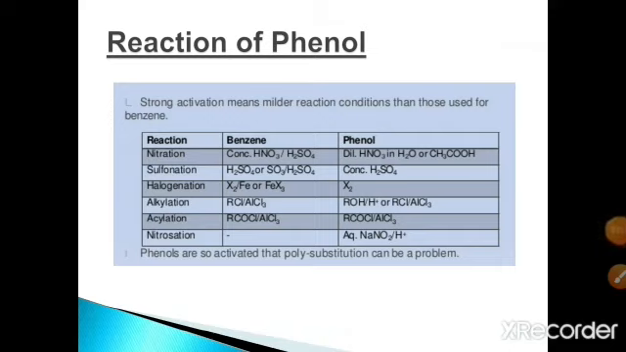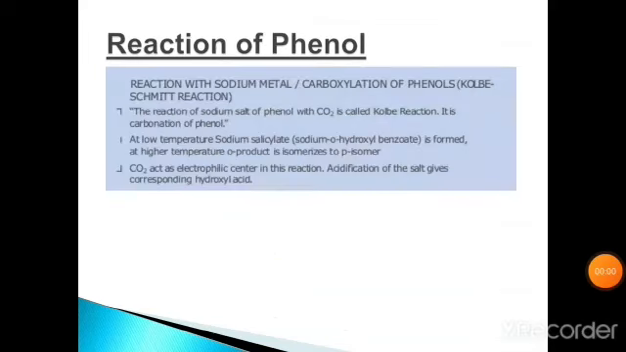Similar reaction conditions are required if acylation takes place on phenol. And nitrosation reaction takes place on phenol in the presence of sodium nitrite and H+. So phenols are highly activated compounds, and polysubstituted products will be obtained if all these reactions take place.